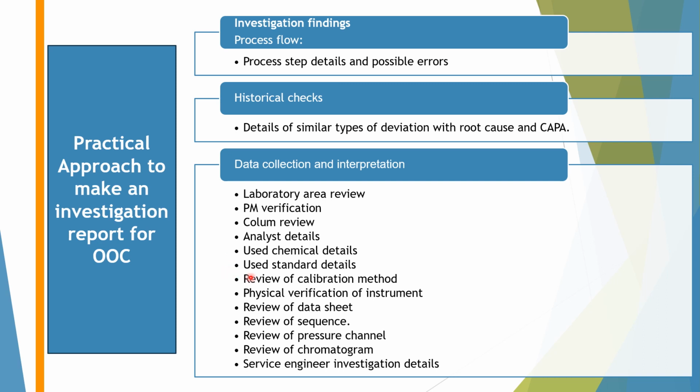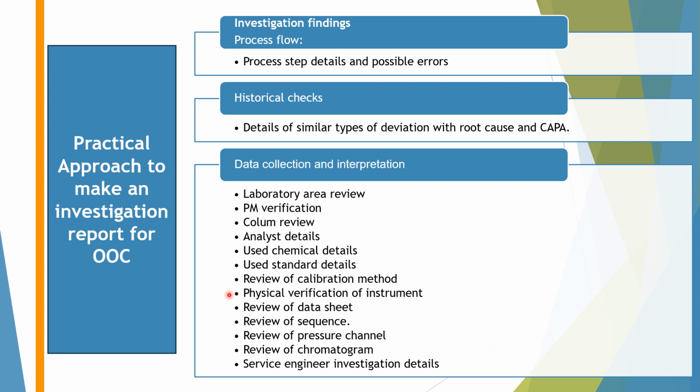So now next is used standard details. So here you need to provide the details of the standard used, right? That is name, make if applicable, batch number, and expiry date. So such details you need to define, right? Next is review of calibration method. So here you need to check the calibration method details with respect to the SOP, to verify that the calibration method and parameters which are mentioned in the SOP were the same ones applied and used during the calibration, right?